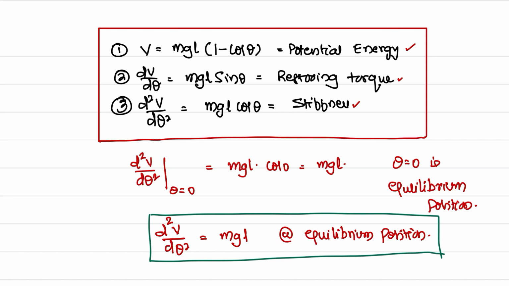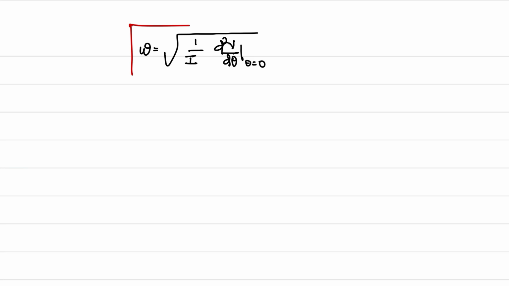Now, the equation given is omega, the angular frequency, is equal to square root of 1 divided by I, d square V by d theta square at theta is equal to 0. This is the equation for angular frequency. Please remember this for a simple pendulum.